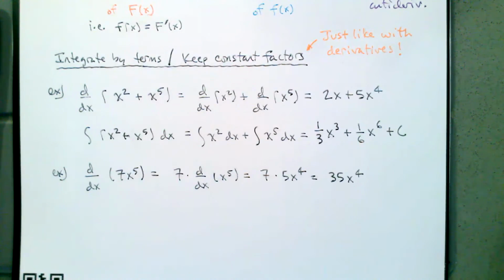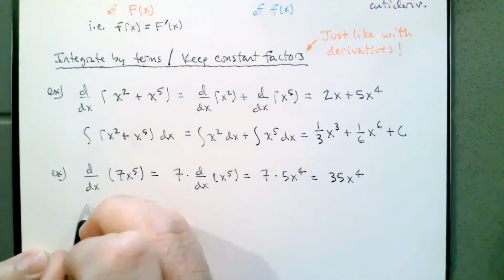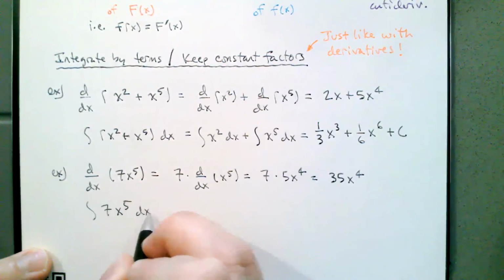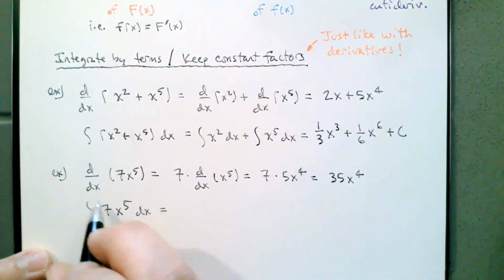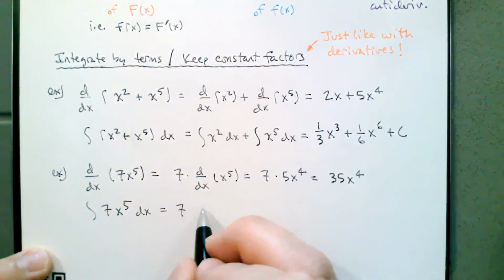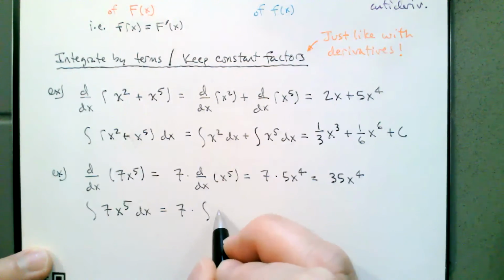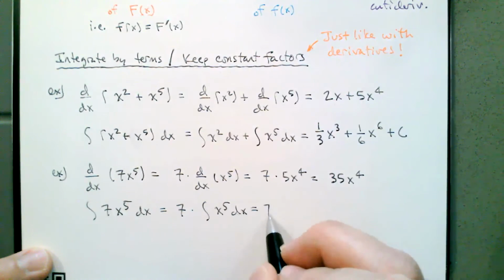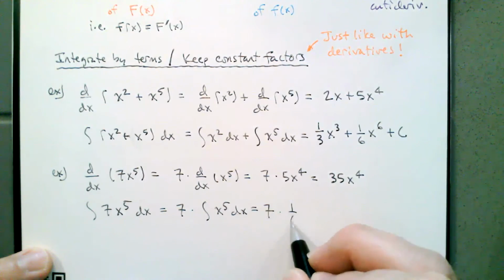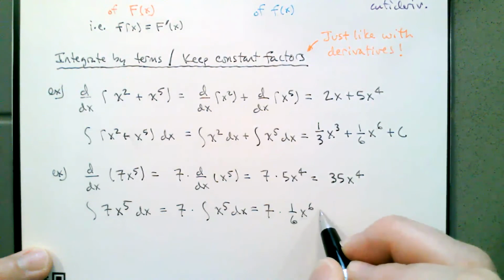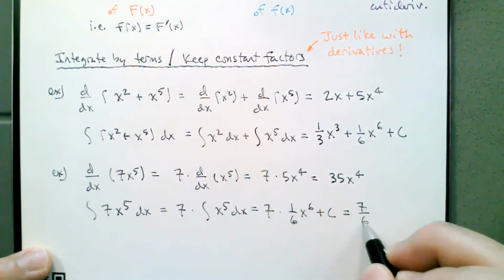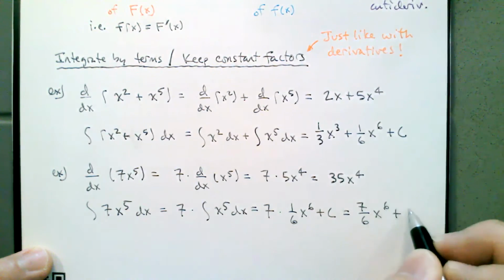If that's how it works for derivatives, that will also be how it works for integrals. So if we want to integrate 7x to the 5th dx, I can take the 7 out of the integration and say this is 7 times the integral of x to the 5th dx. The integral of x to the 5th dx is 1/6 x to the 6th plus c, and 7 times 1/6 is 7/6 x to the 6th plus c.